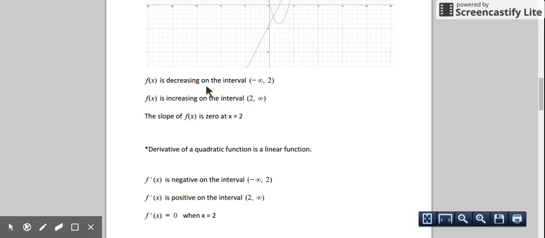So wherever a function is decreasing, its derivative graph is going to have negative values, or negative outputs. Whenever a function is increasing on an interval, the derivative or slope values are always going to be positive.